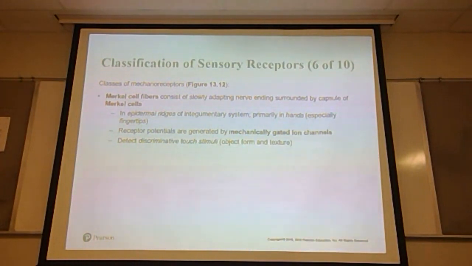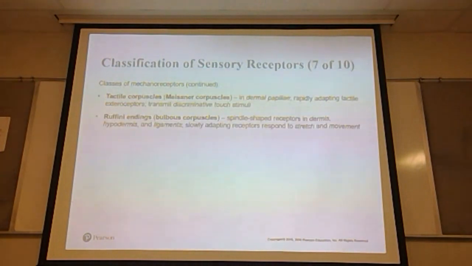You know, what is an object's form? What is its texture? Is it smooth? Is it rough? Is it round? Is it square? Does it have corners? Does it not? All of those things are detected with your Merkel fibers.